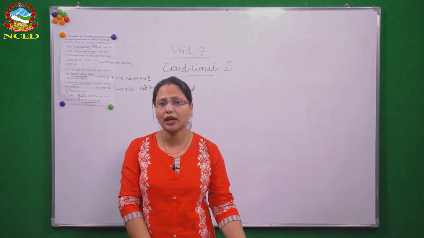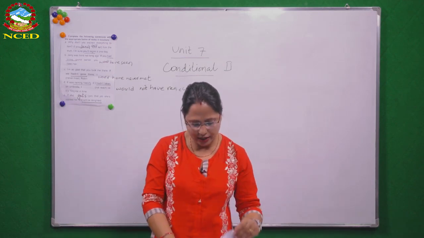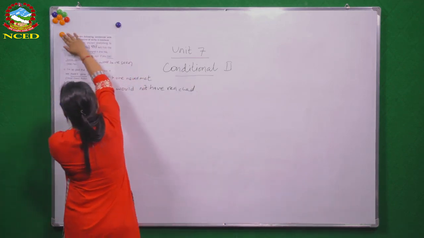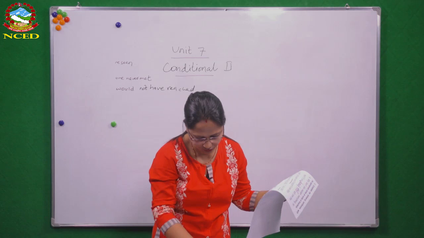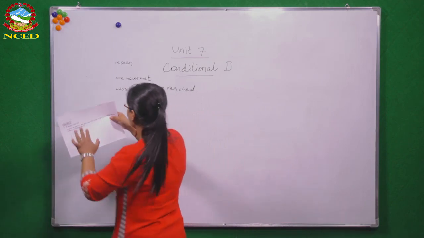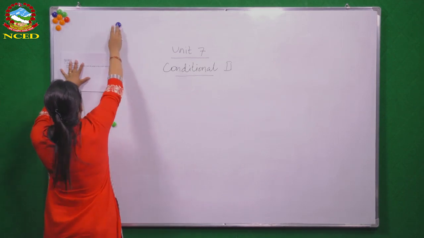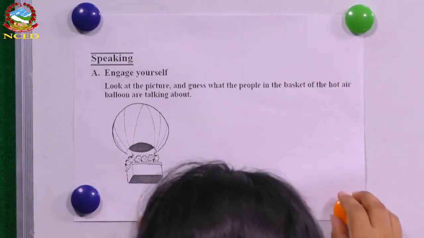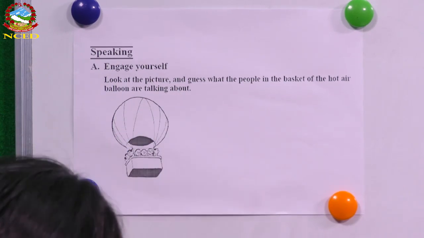Now we will have a quick look at the speaking part of the same unit. Please look at page number 78 of your book, okay? There is one picture. Please have a look. What can you see in this picture? Talk to your friend for a minute. Look at the picture and guess what the people in the basket of the hot air balloon are talking about.